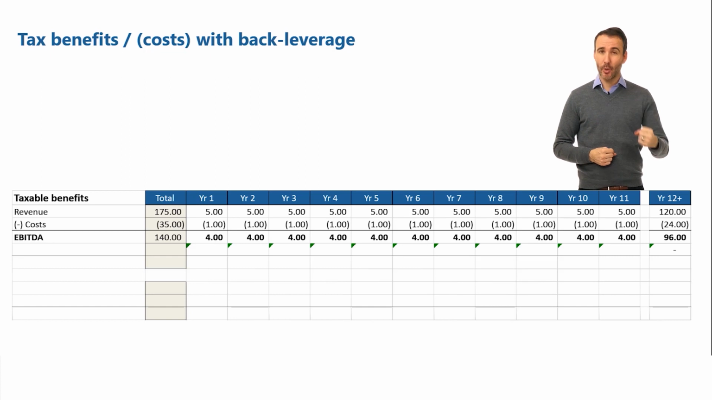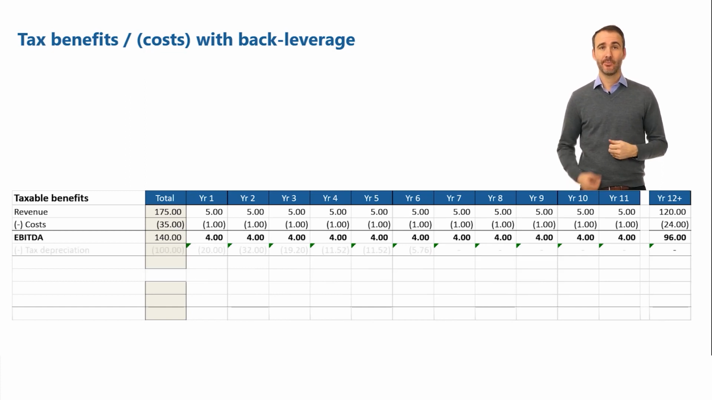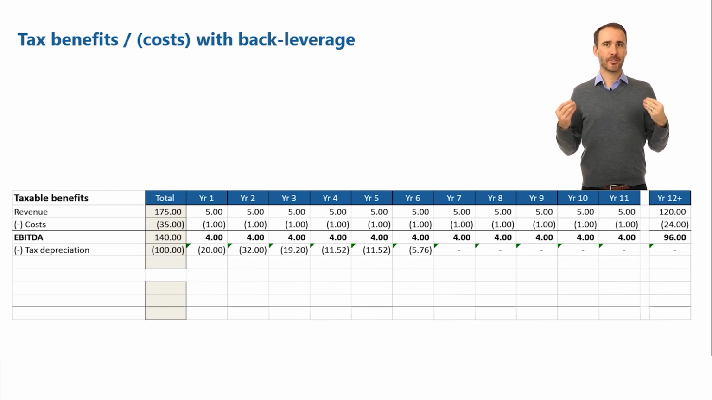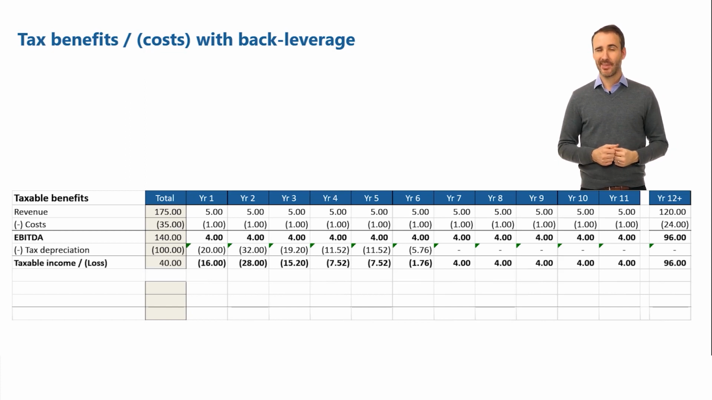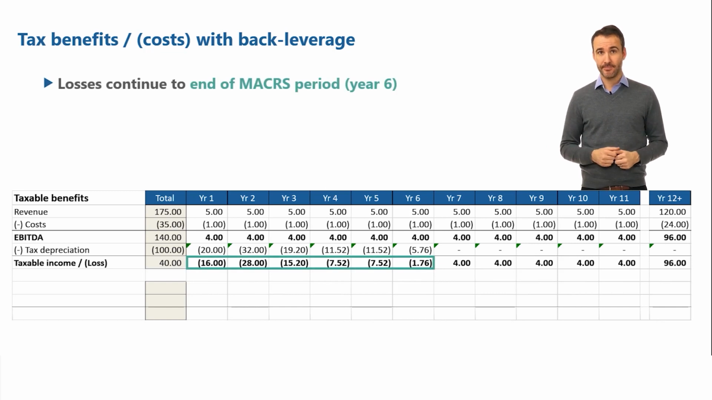And the sponsor has employed back leverage, so there is no debt at the partnership level. The only deduction from EBITDA is tax depreciation, which is the total capital cost of $100 million, leaving our taxable income at the sum total of $40 million over the project life. And we still have losses over the first 6 years due to depreciation. But the losses are slightly smaller than with our earlier example, as we are not deducting interest expense.